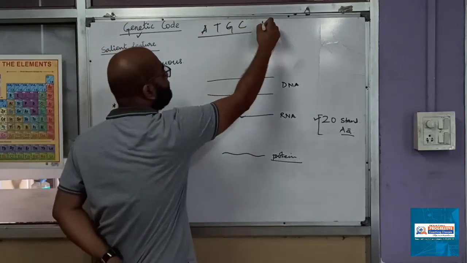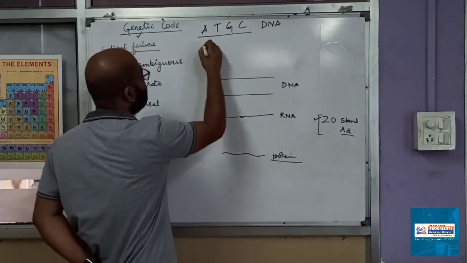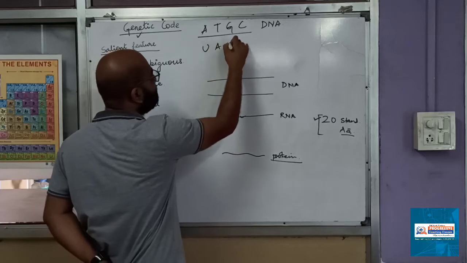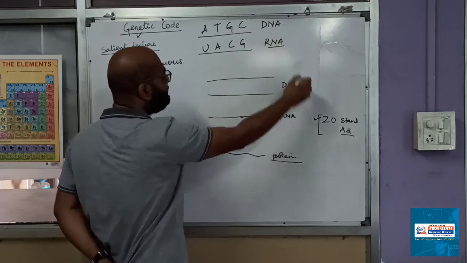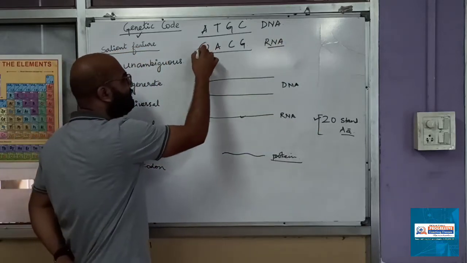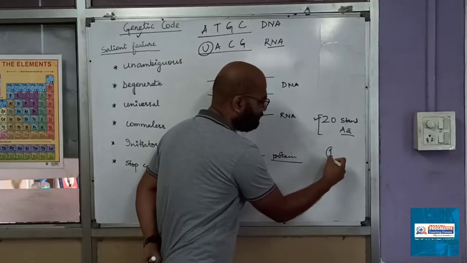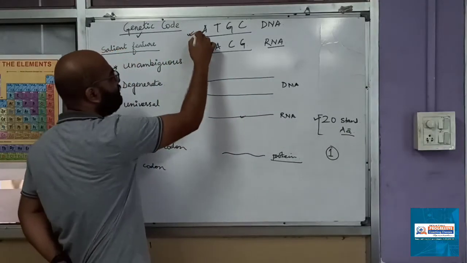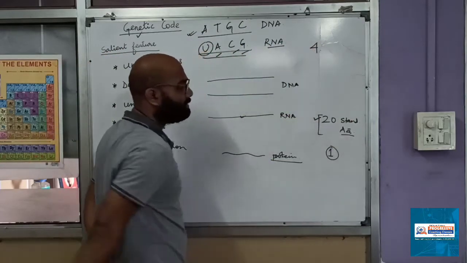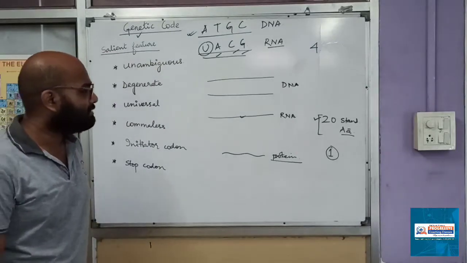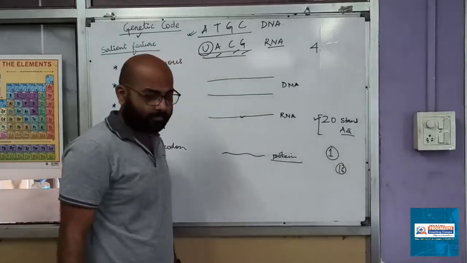So if this is the DNA sequence, the complementary sequence will be like this: U, A, C, G. So scientists initially thought that one nucleotide was representing one amino acid. By taking this concept, we can represent only 4 amino acids. So this is not the exact representation, because we are left with 16 amino acids.